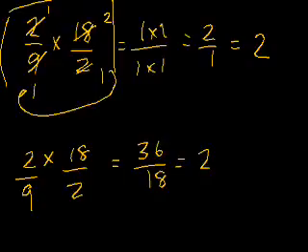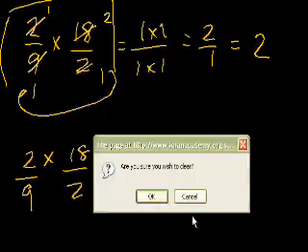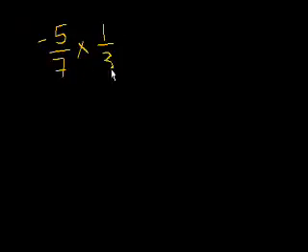Let's do 2 more problems. Minus 5 over 7 times 1 over 3. Well, minus 5 times 1 is minus 5. 7 times 3 is 21. That's it. Let me do one with more of the cross, with the little trick I showed you.